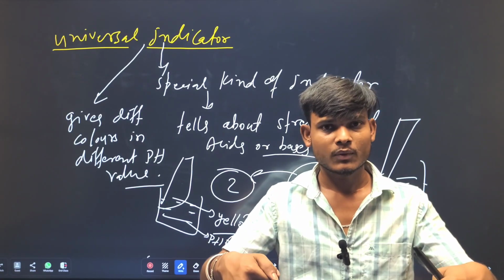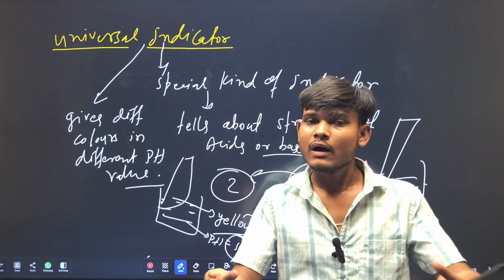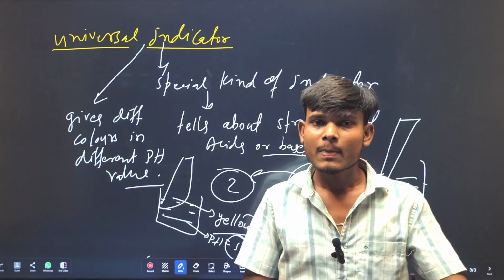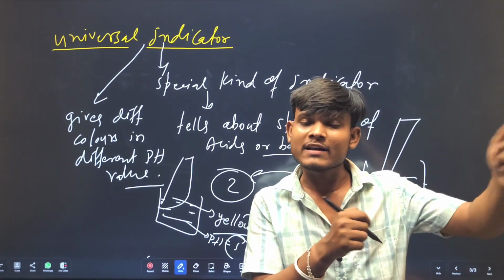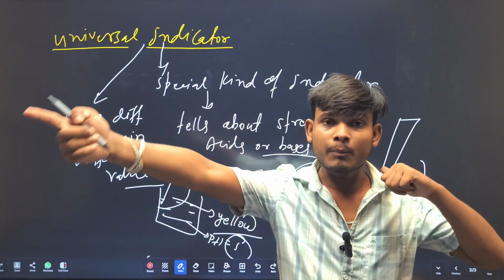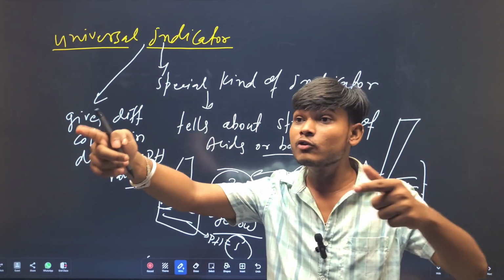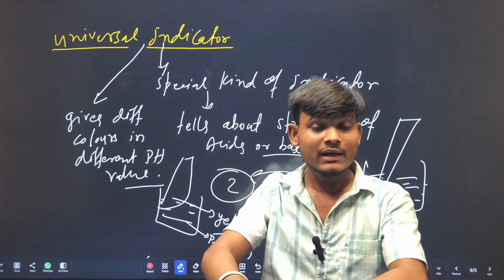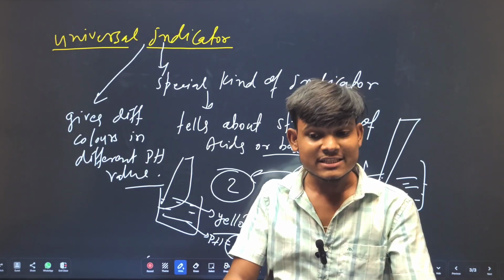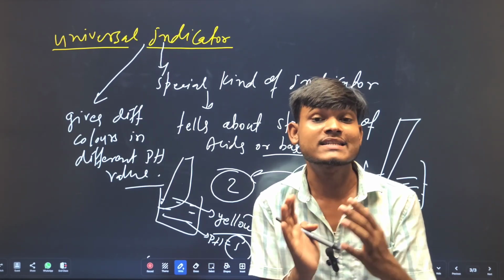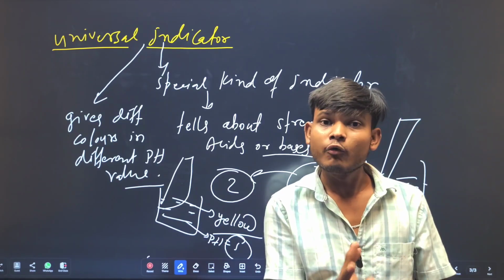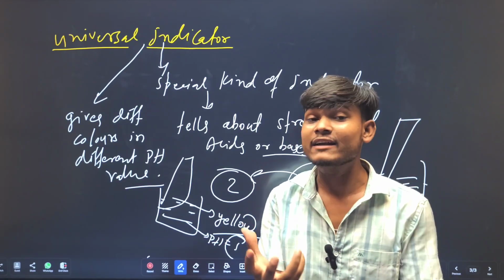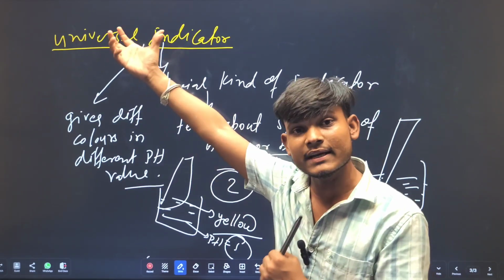I'm not an engineer, I'm not a scientist. Because to calculate pH value, first of all, you have to calculate the concentration of H positive, and then you will apply the formula of pH, and you will find the pH, and then you will relate which is more acidic and which is less acidic. This is a complicated process for a student of class 10 or 12. So make it easier. We have discovered a special kind of indicator, that is universal indicator.